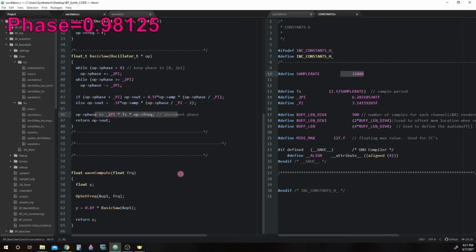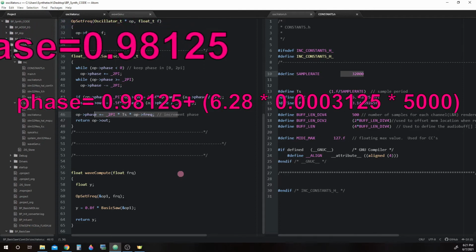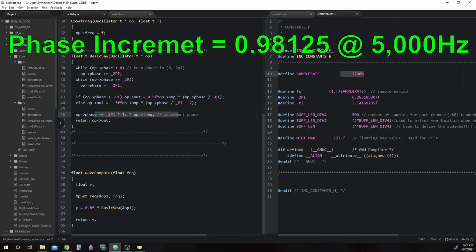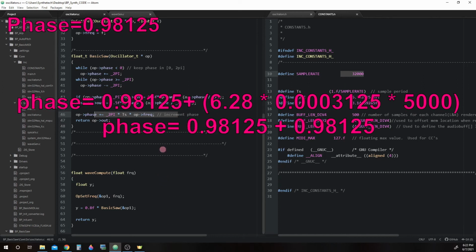But this time it will be phase equals 0.98125 plus 6.28 times 0.0003125 times 5,000. 0.98125 is our previously calculated phase value. And as long as we don't change the frequency value, we can continue to use 0.98125 as our incrementer each time we update the phase. Let's calculate it now. Phase equals 0.98125 plus 0.98125. So now phase equals 1.9625.